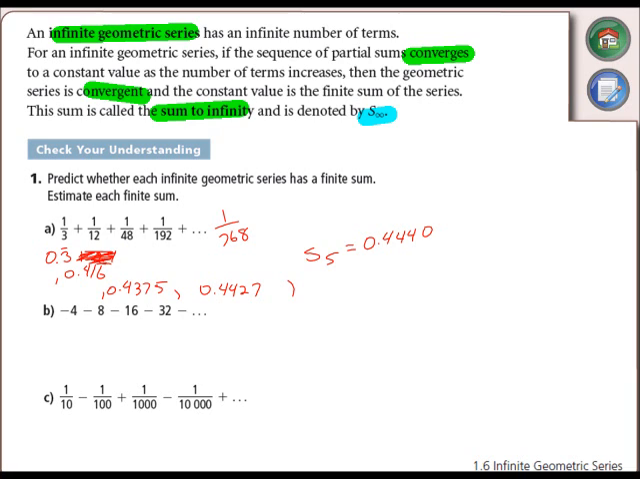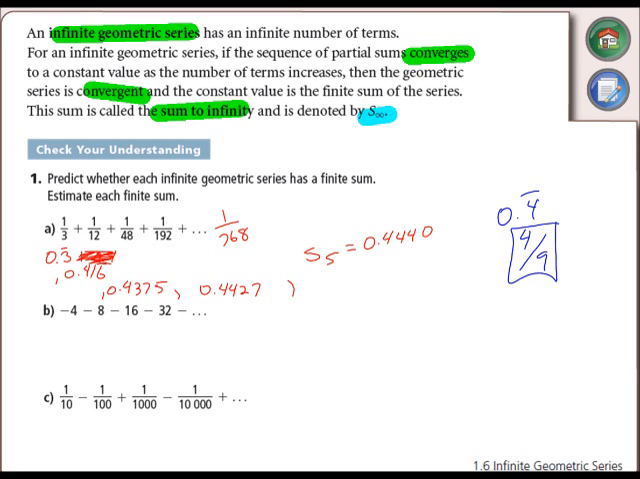Well, you know what? It kind of starts looking like it's about 0.4 repeating. We're going to get 4s, 4s, 4s. You can keep going and see what happens. Yep, it gets closer and closer. 0.4 repeating, hey, that's 4/9.